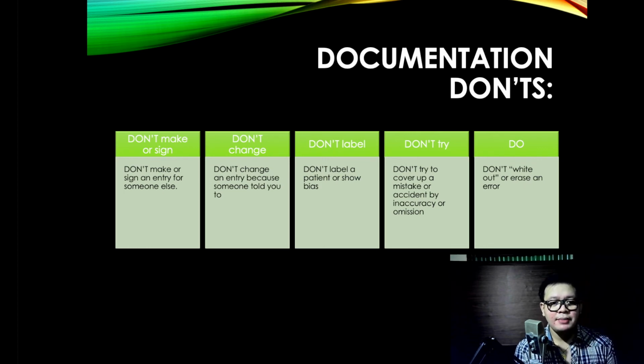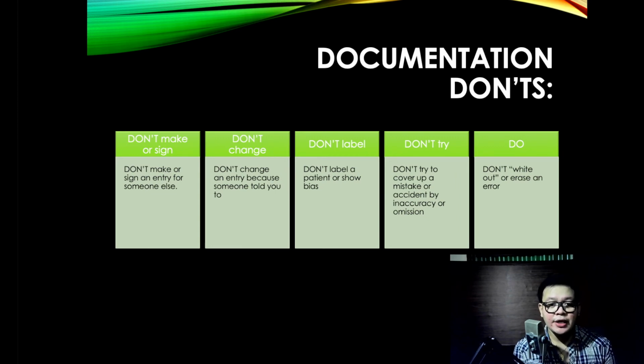Don't change an entry because someone told you to. Make sure that if you are going to change something in the chart, it should be you who does it and not your colleague. Don't label the patient or show bias. Sometimes in observing our patient, we're too biased, and our observation is no longer factual. So when you are documenting or observing your patient, make sure that there is collaboration, and that the patient also agrees based on the assessment that you have.